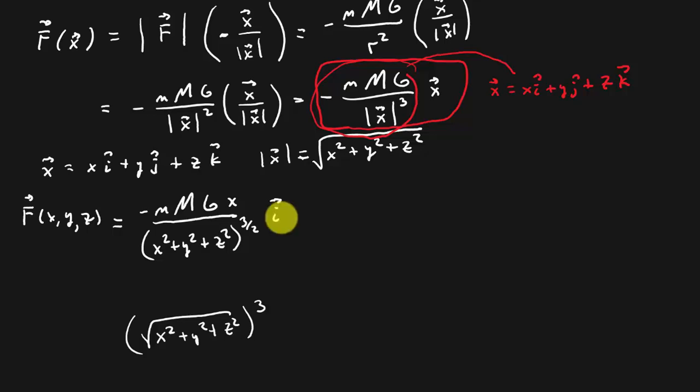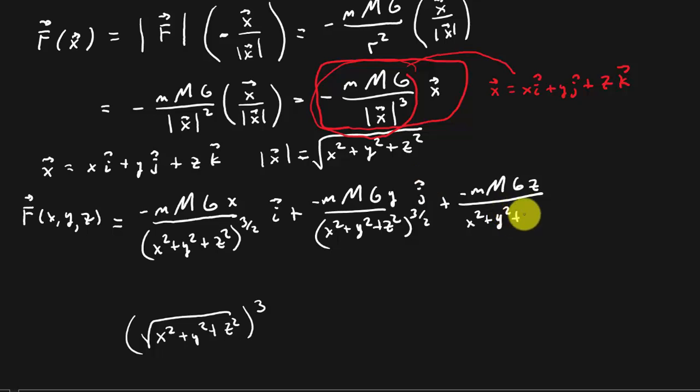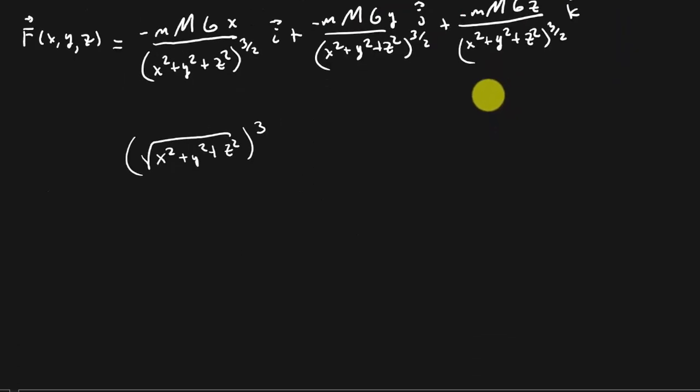All right. So this would be plus negative little m times big M times g y over x squared plus y squared plus z squared raised to the 3/2, times vector j, plus negative little m big M g z over x squared plus y squared plus z squared to the 3/2 times vector k.